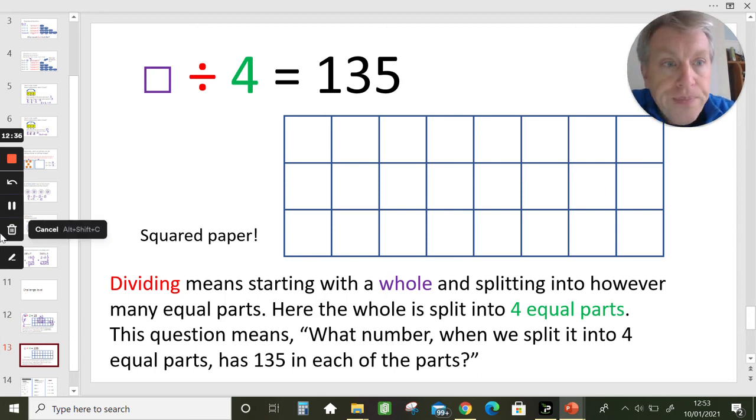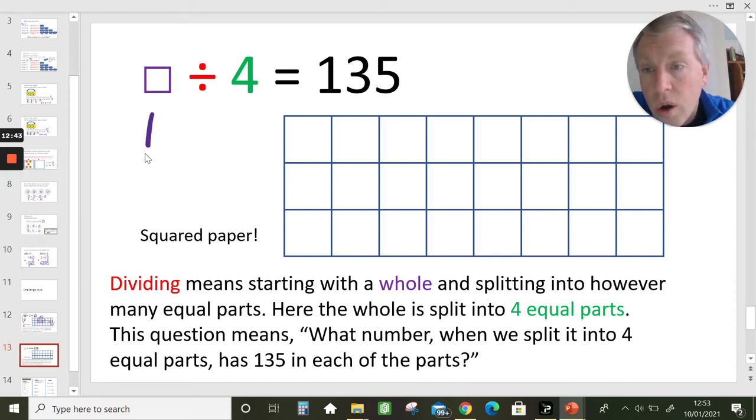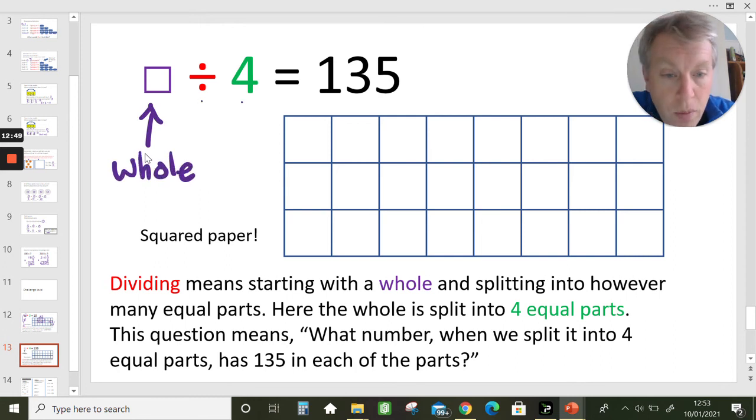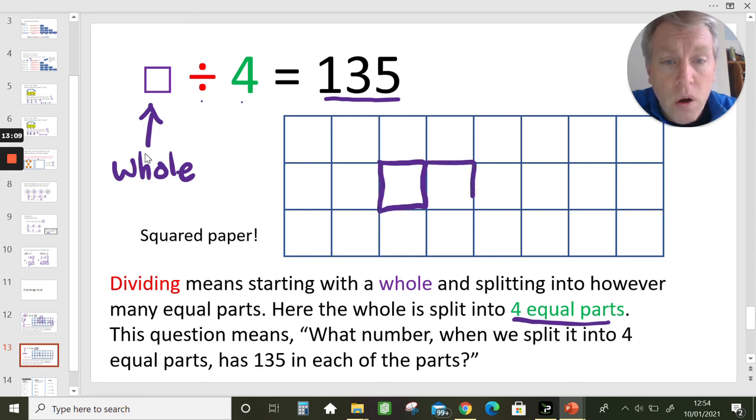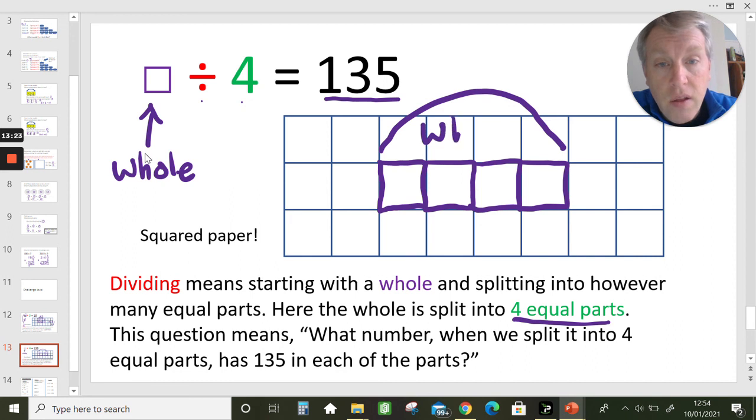Oh, let's see. There is a number. I don't know what it is, but it's the whole number, the whole amount, split into 4 equal parts. And 135 means 135 in each of the 4 parts. How many parts shall I draw to make the whole? Okay, well, it shows the whole number is split into 4 equal parts. Let me draw 4 parts using the squares. 1 part, 2 parts, 3 parts, 4 parts. And all the parts together will make the whole.